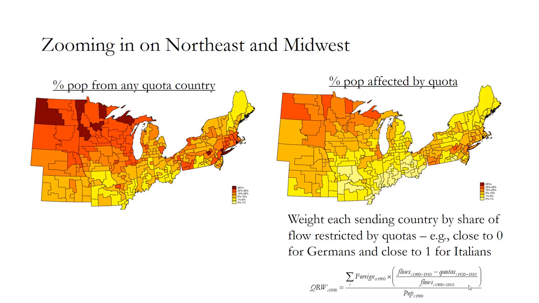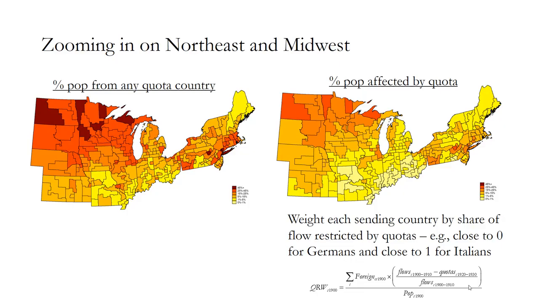Now zooming in on the Northeast and Midwest, we see our naive measure, the share of the population from any quota country, relative to our more sophisticated measure, the share of the population affected by the quota. What we see is basically a leveling down, but not an equal leveling down everywhere. So there are some locations using our naive measure that are 50% foreign-born, or 50% from Europe, and we don't see any such places on the right-hand side.